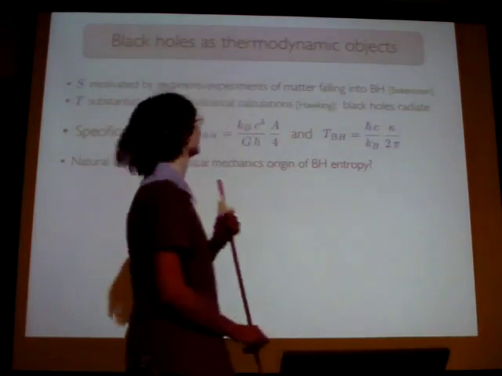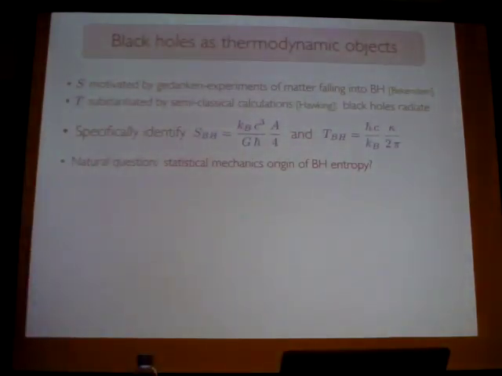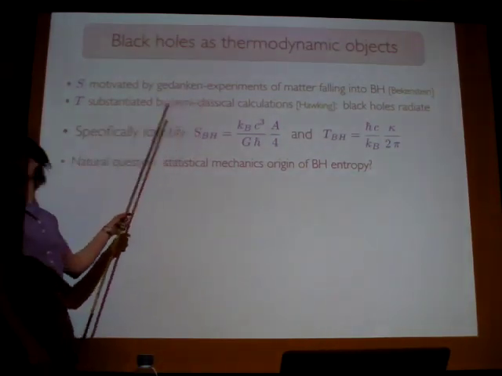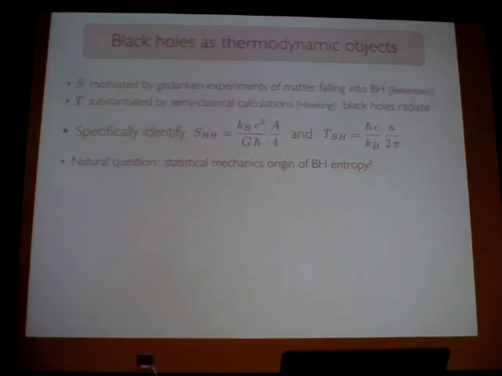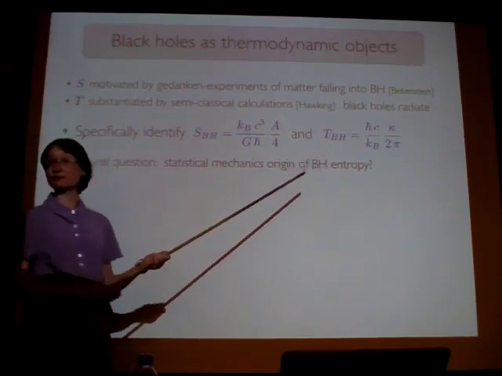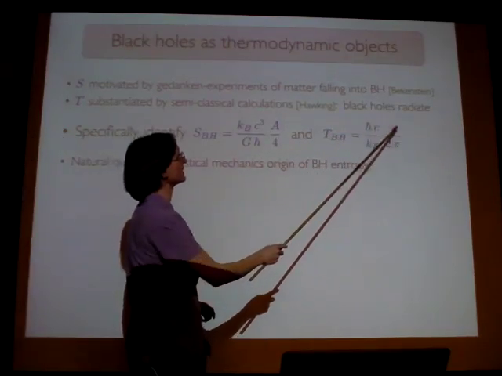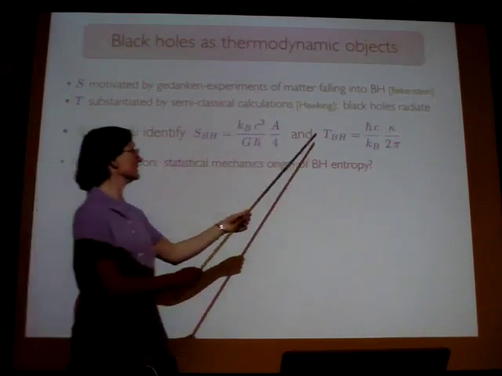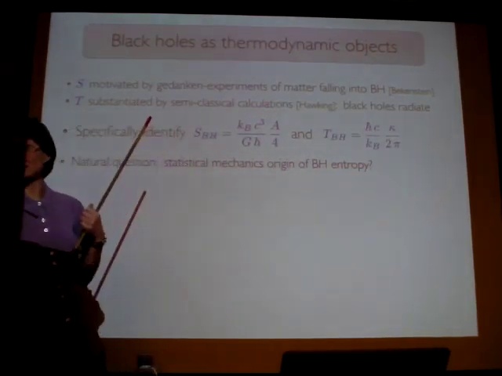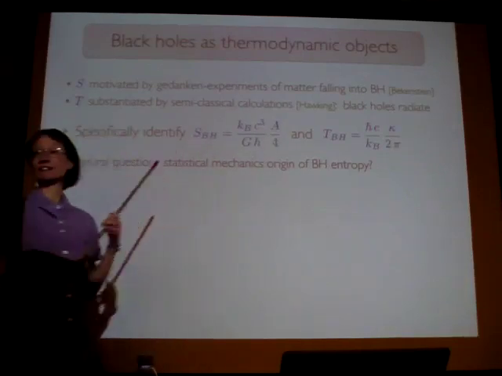So the fact that the entropy of a black hole can have something to do with its area was motivated by Bekenstein, by Geroch, by experiments that involved lowering things into a black hole. But the main substantiation came with Hawking's semi-classical calculation, which showed that black holes indeed do radiate with a black body spectrum at a specific temperature, and that allowed us to fix the constants of proportionality here and show that indeed temperature is related to the surface gravity, which then means that entropy is related to the area.